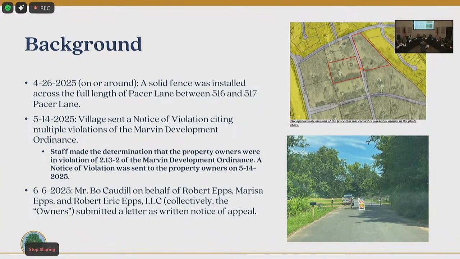Okay, Robert, just some cleanup real quick. Handing you documents that we discussed during Mr. Nestor's testimony. A5 is the Marvin Development Ordinance, including the section related to fences over easements. Do you see that? Yes. I move to admit A5.